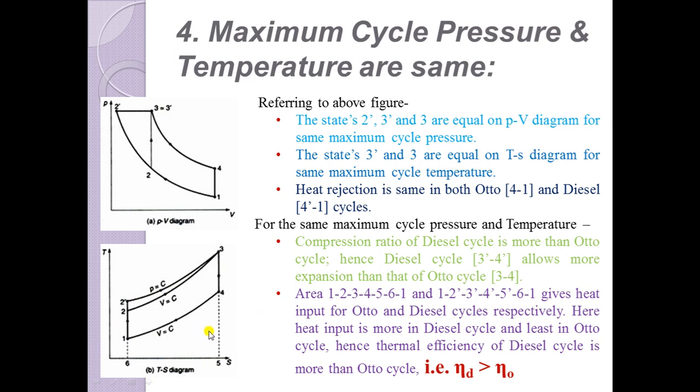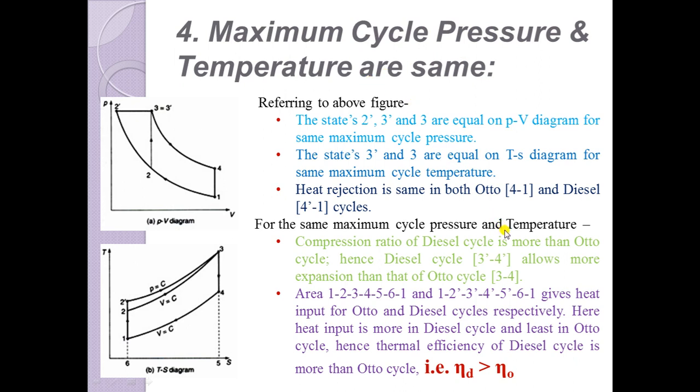Input is more, output is also more because expansion is more. As the expansion is more than the Otto cycle, the work produced will also be more. So for that reason, finally we can say that the efficiency of the diesel cycle is greater than the Otto cycle when the maximum cycle pressure and temperatures are same.